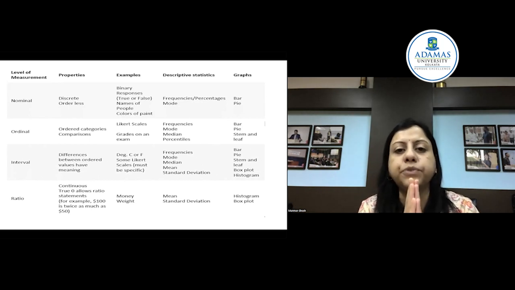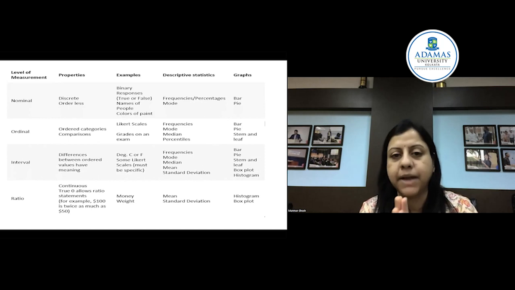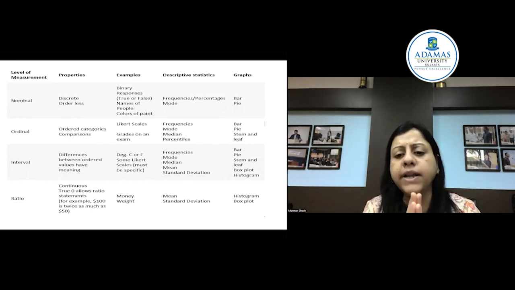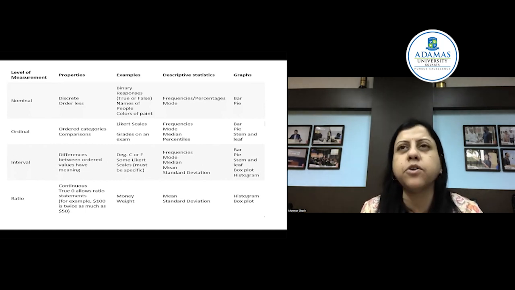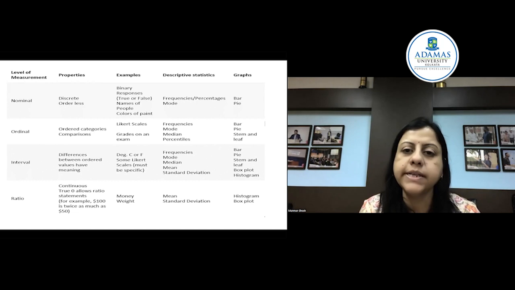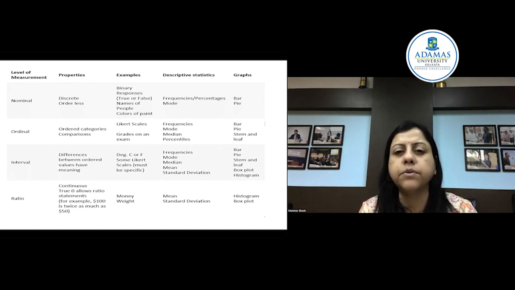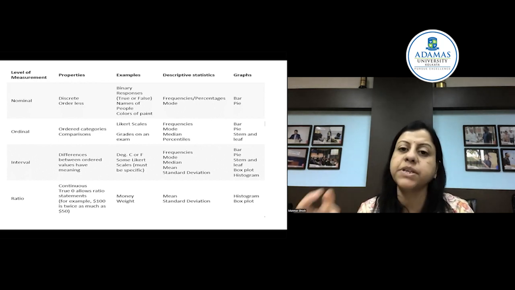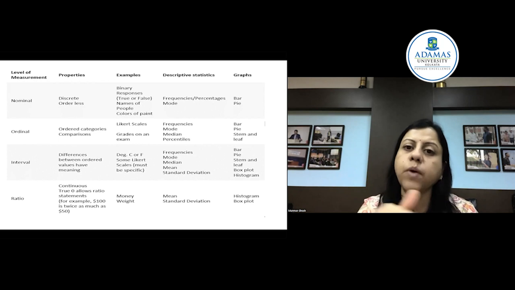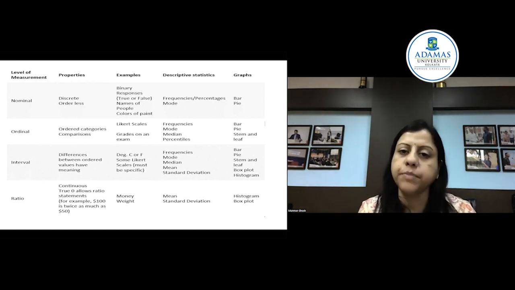But in case of ratio, it is purely mathematical data. So all types of statistical operations are possible. So 0 has a lot of meaning to it. When we talk about temperature being 0 degrees centigrade, or when we talk about the distance or the relationship between them being 0, all this holds quite a meaning when it is a ratio measure.